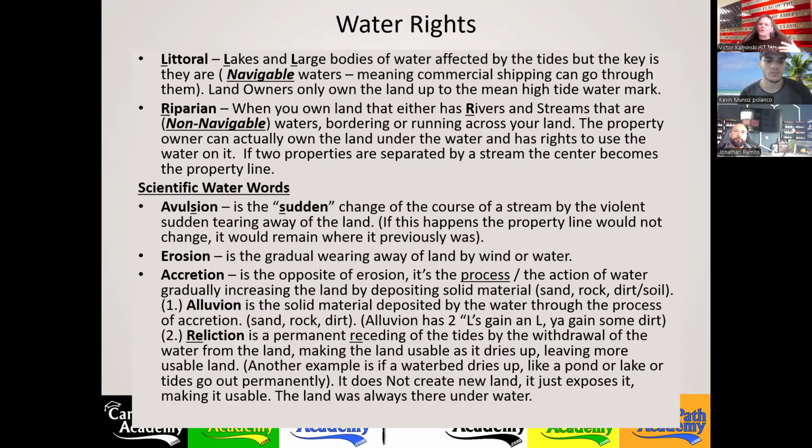If that were to happen, and two properties were separated by the stream, the center of the stream was the property line, and the stream changed its course, the property line would not move. It would remain where it had always been. But what do we call that sudden change of a course of a stream? Avulsion. Yeah, it's a sudden change of a course of a stream.